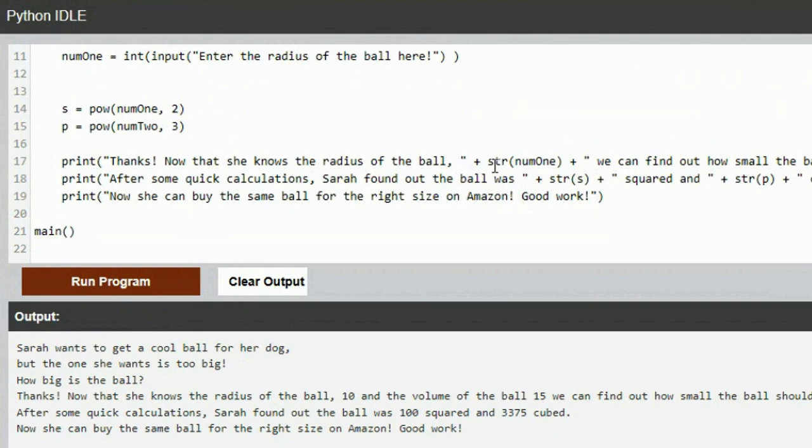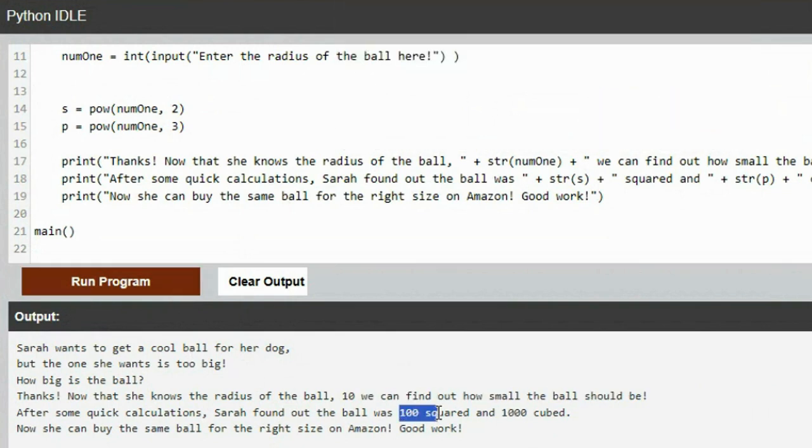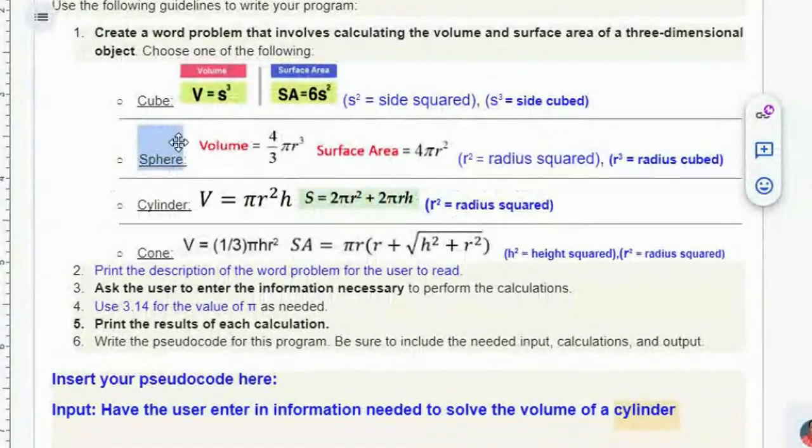Now that she knows the radius of the ball, which is this number 1, we can find out how small the ball should be. Her quick calculations found the ball was something squared and something cubed, but that's not the volume and the surface area. But let's change both of these to number 1, because we're just using one ball. So if we run the program and we say the ball is 10 radius, then it's 100 squared and 1,000 cubed, but we never calculated what we're supposed to calculate. We didn't calculate the volume. We didn't calculate the surface area.